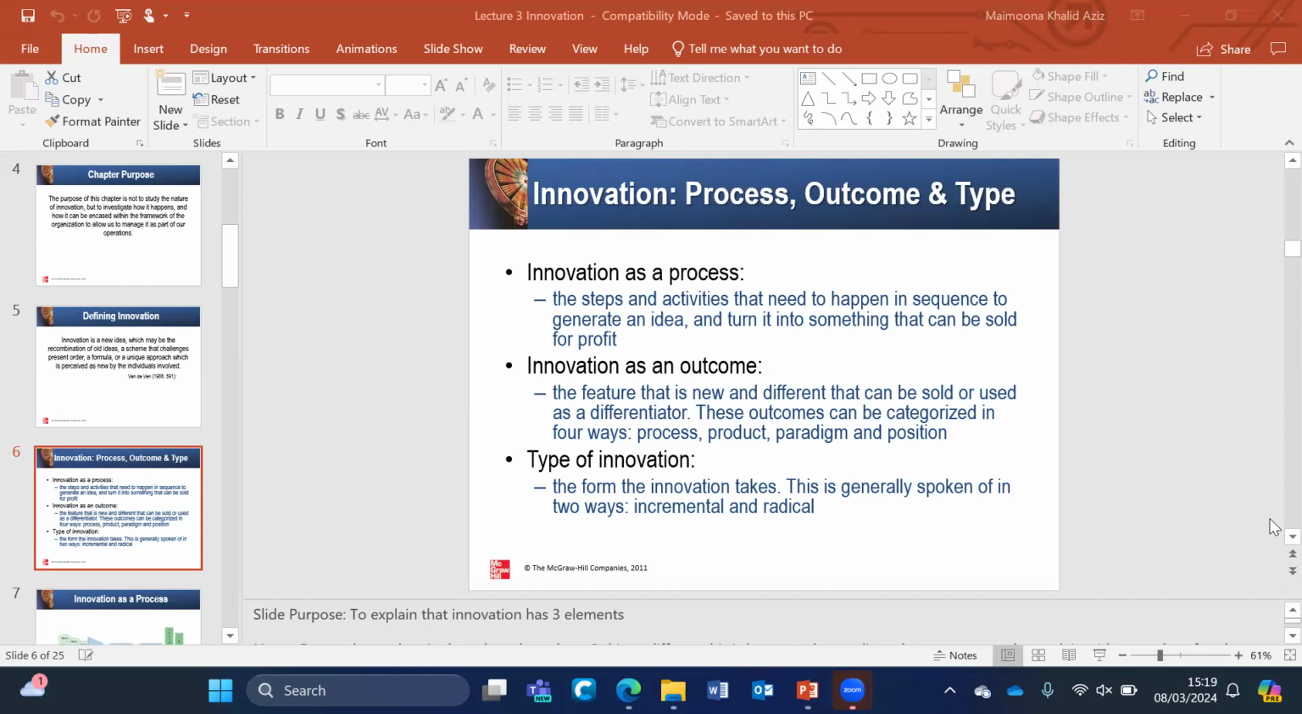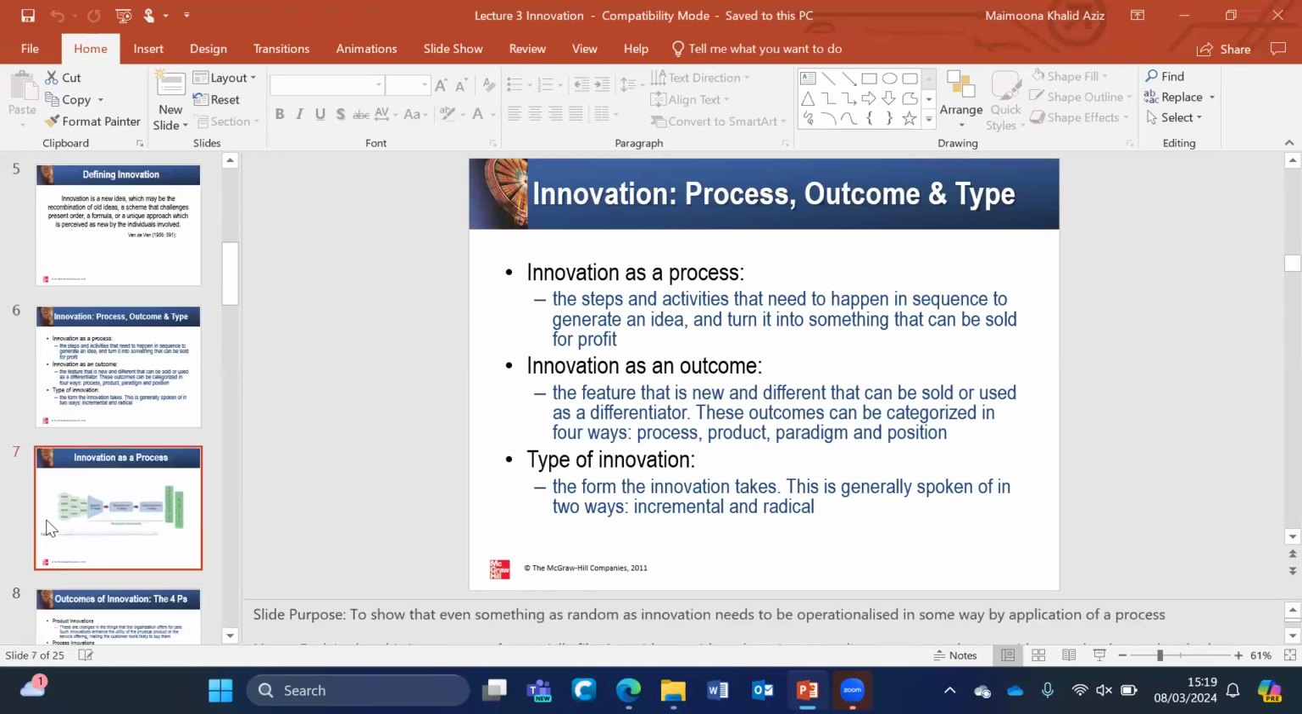These outcomes can be categorized in four ways. They can either be process, product, paradigm, or position. Now, when we look at the types of innovation, there are two main types of innovation. They're incremental and radical. Let's have a look at the process of innovation.